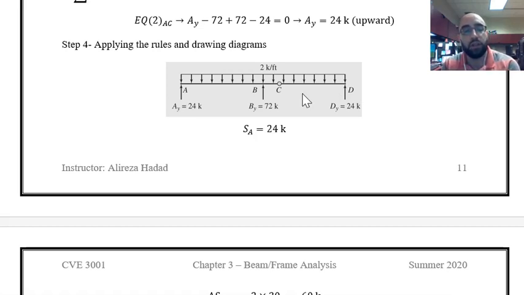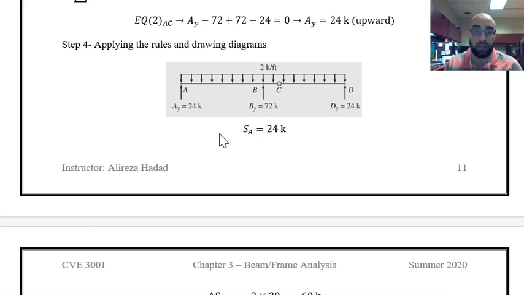After this we have this situation, and now I'm going to apply the rules to find the shear force and bending moment diagram. Whenever we have a point load, there is going to be a sharp change in the shear force diagram. Whenever we have a distributed load, a uniformly distributed load like this, the shear diagram is going to change in a linear way, and the slope is equal to the intensity of the distributed load. Over here it is 2, so the slope should be -2 because it is downward.